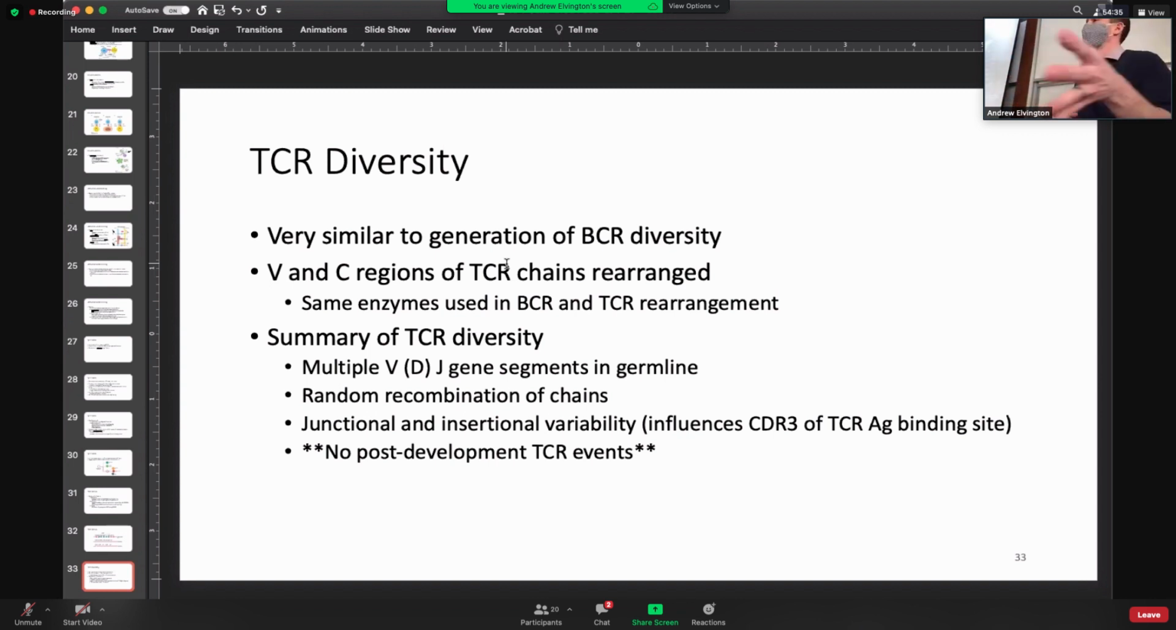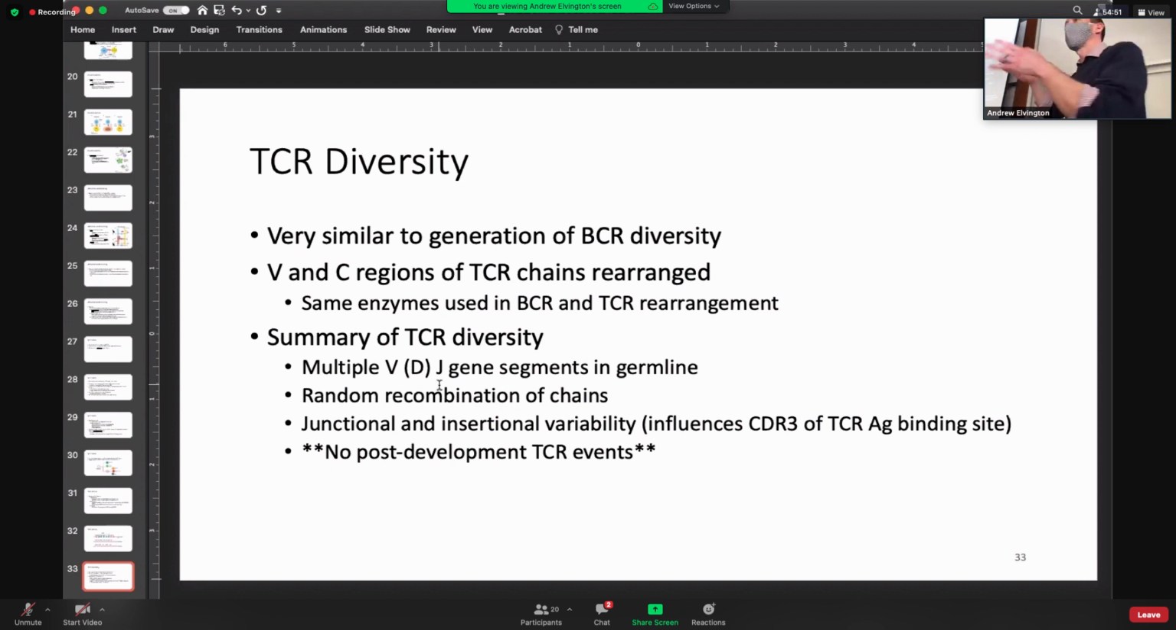So if you were to knock out these recombinase enzymes in an individual, not only will they not be able to produce diverse B cell receptors, they also won't be able to produce diverse T cell receptors. And you have a summary of T cell diversity.